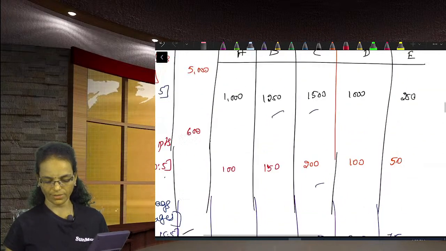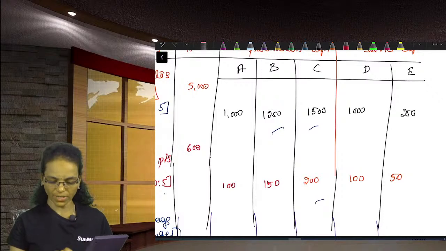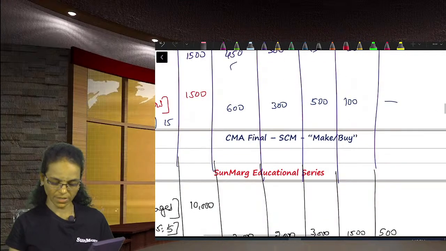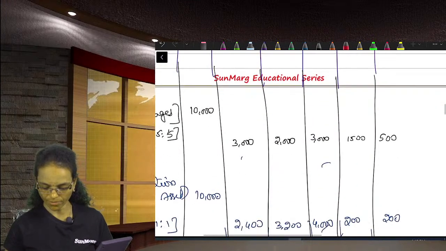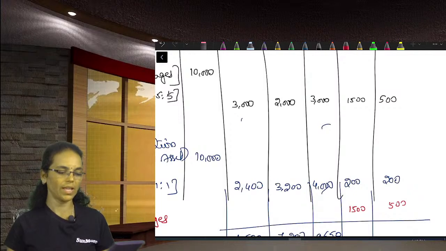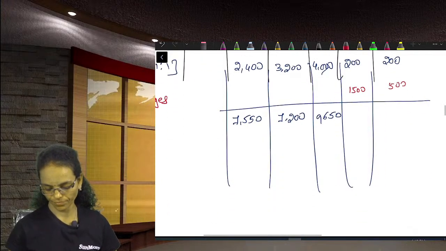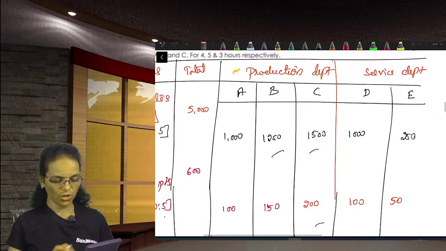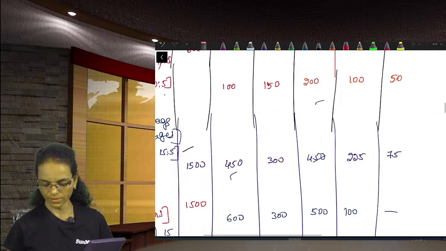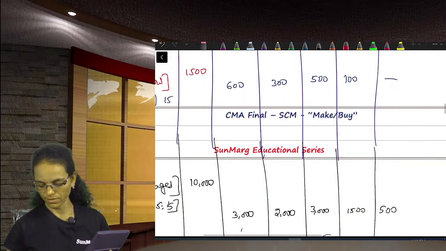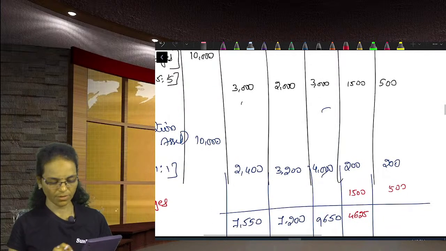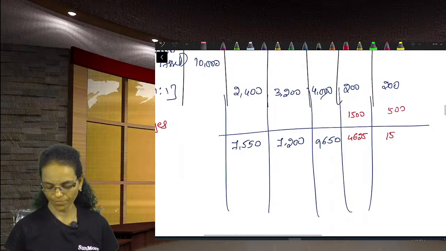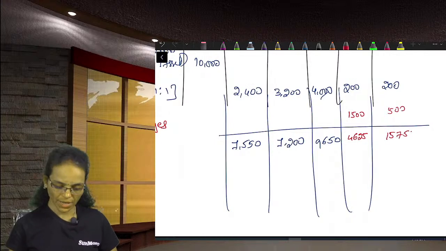Now you calculate 1000 plus 100 plus 225 plus 100 plus 1500 plus 2000 plus 1500, that is 4625. Next one, 250 plus 50 plus 75 plus 500 plus 200 plus 500, that is 1575. Right?